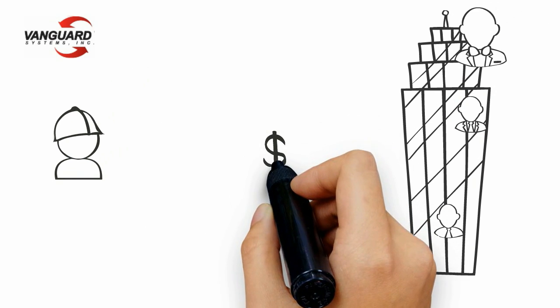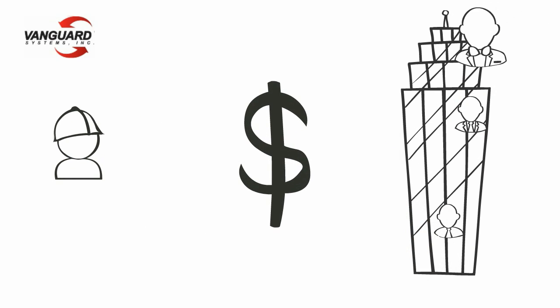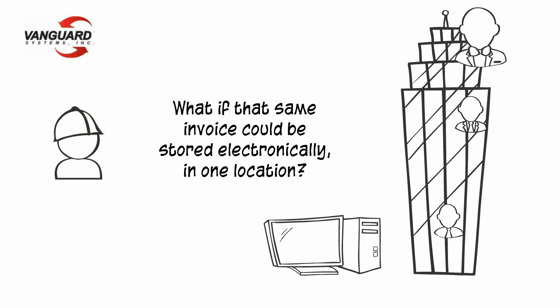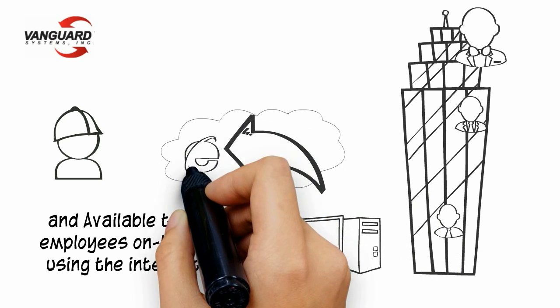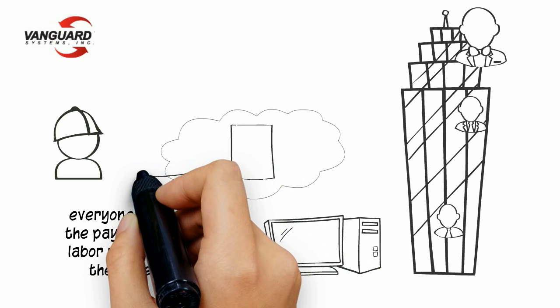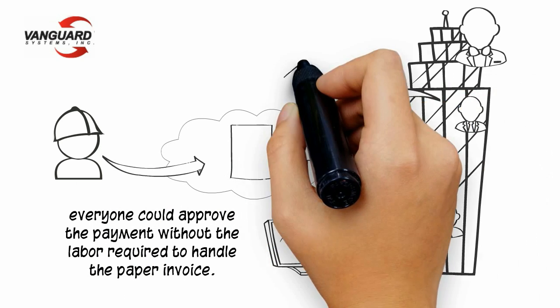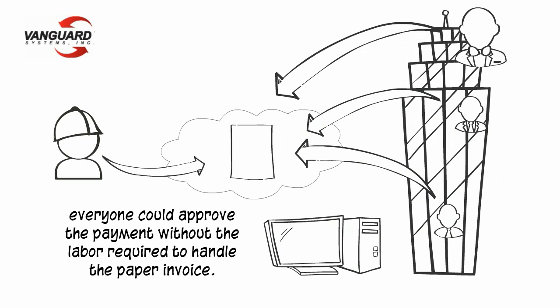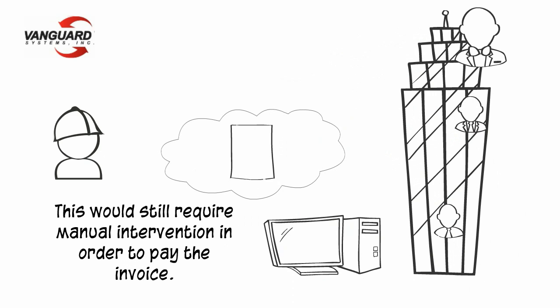This traditional way of handling accounts payable is very costly and slow. It can take weeks to process invoices, resulting in missed discount opportunities. What if that same invoice could be stored electronically in one location and available to all employees online or using the internet? Everyone could approve the payment without the labor and time required to handle the paper invoice. But this would still require manual intervention in order to pay the invoice.